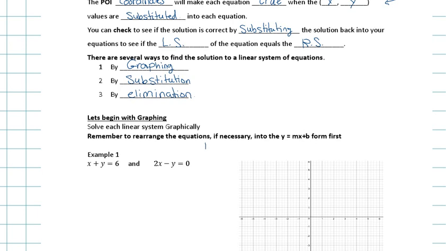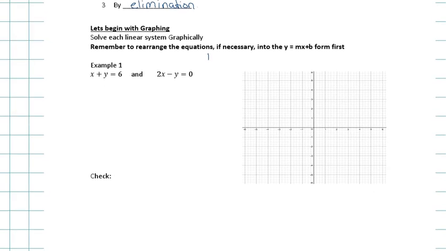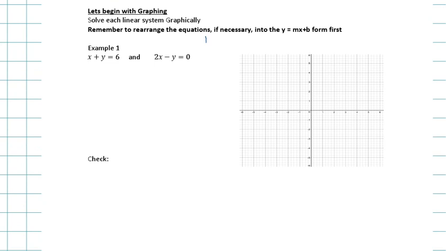So my first equation is x plus y equals 6. Is it in y equals mx plus b form? No. So what do I have to do? Leave y by itself. And that means I have to bring the x over, and what does it become when I bring it over? Negative. So I have y equals negative x plus 6. Good. Now it's y equals mx plus b.